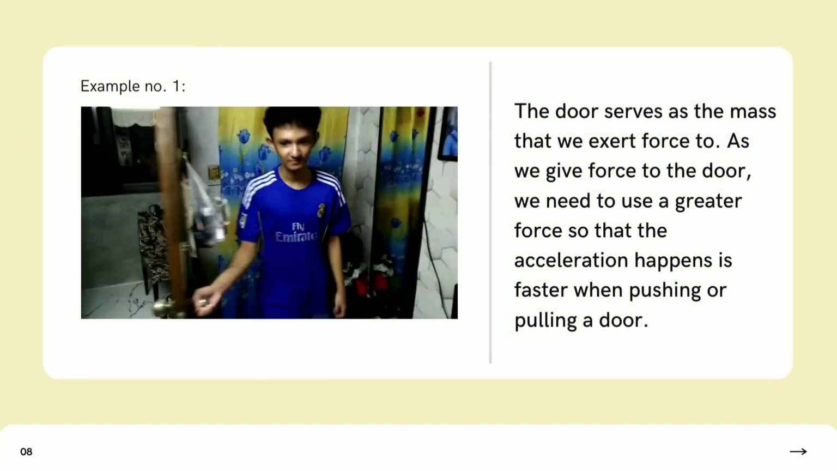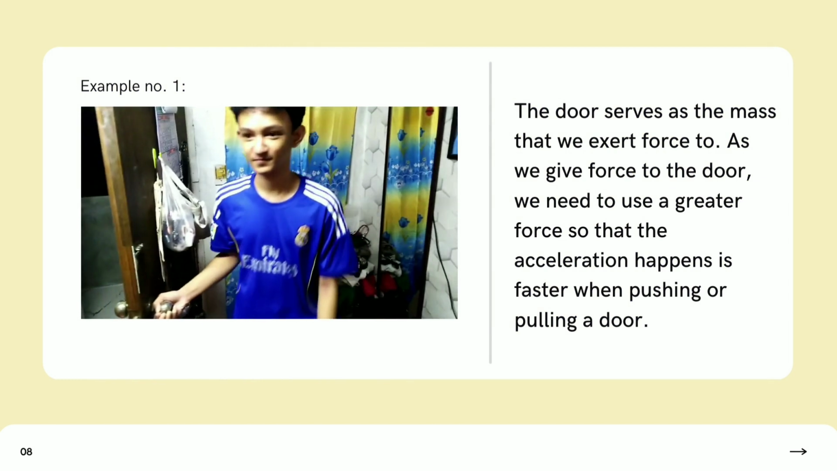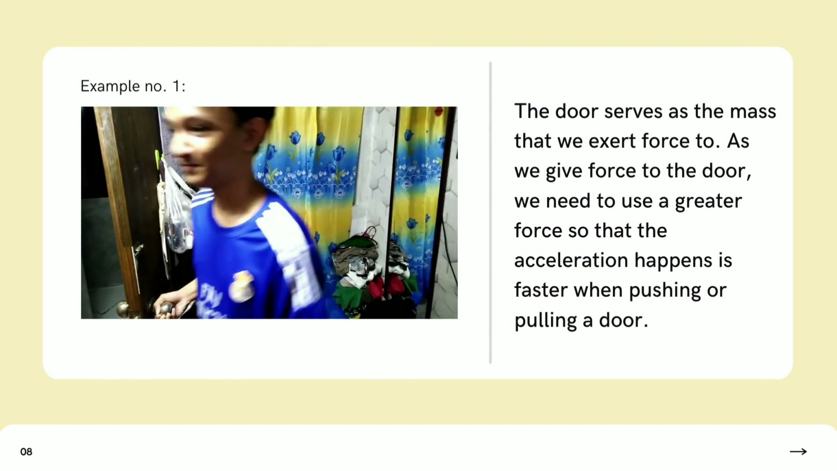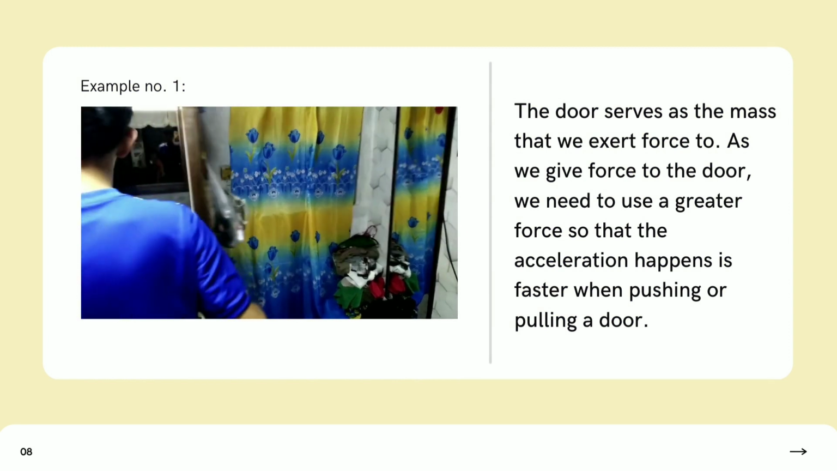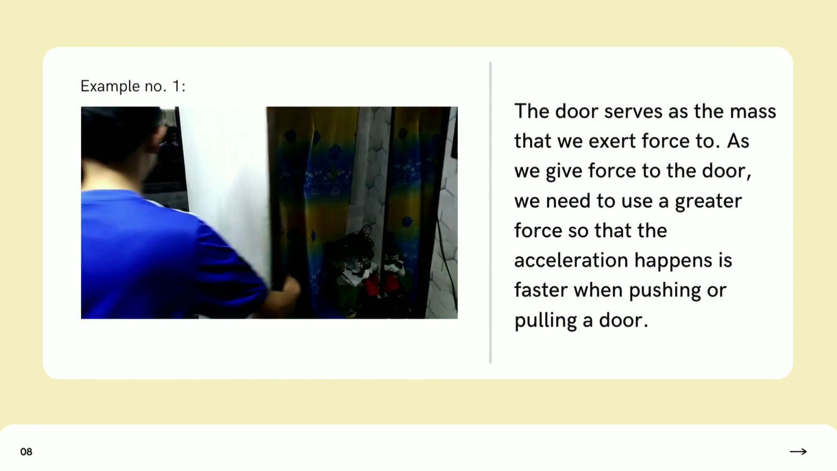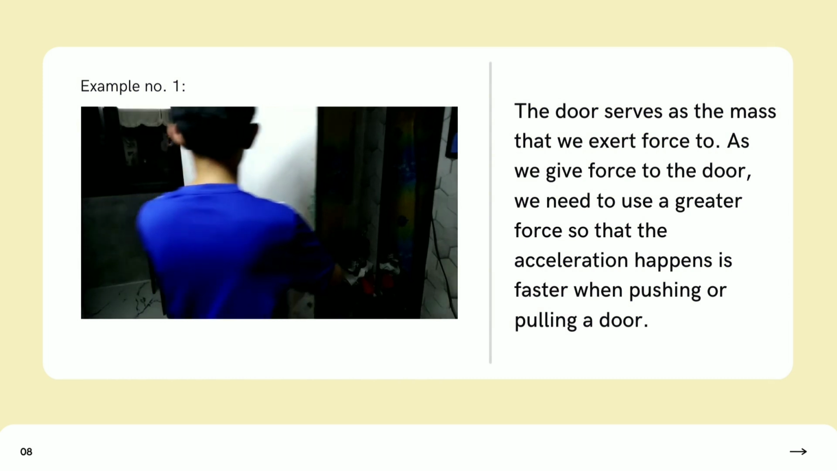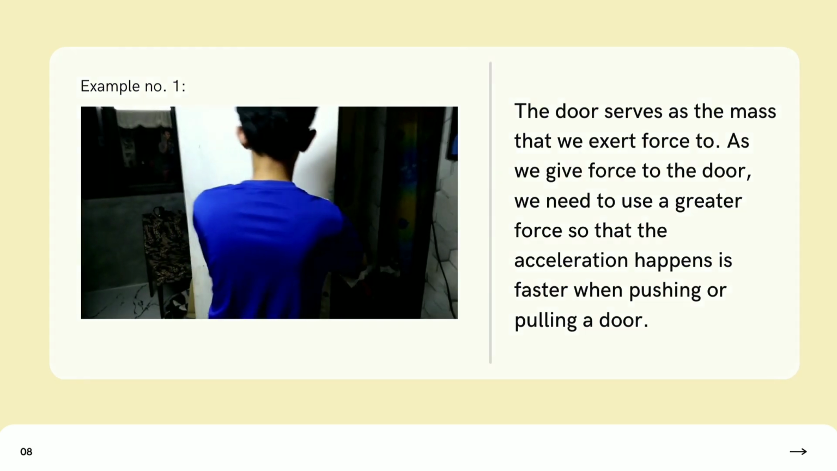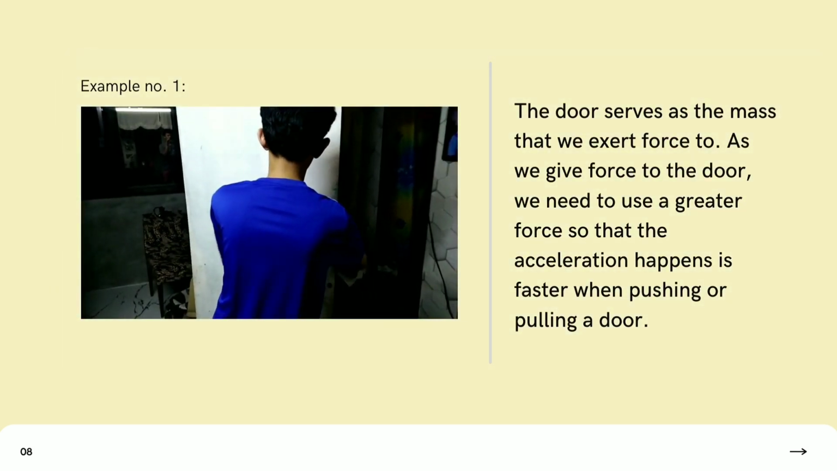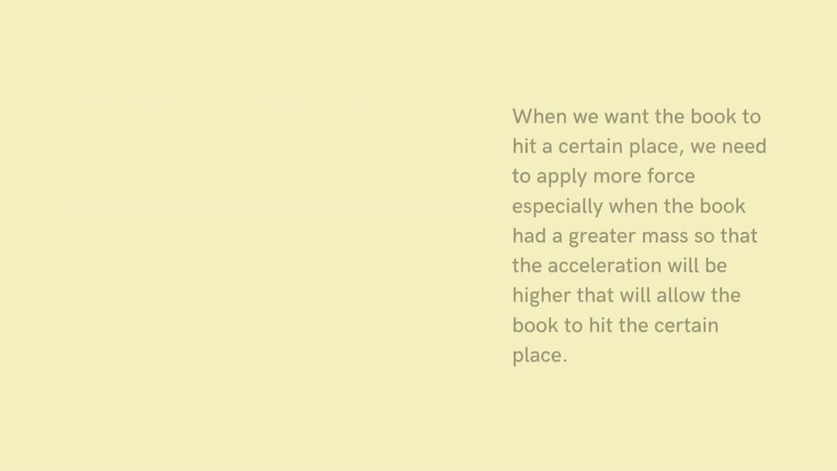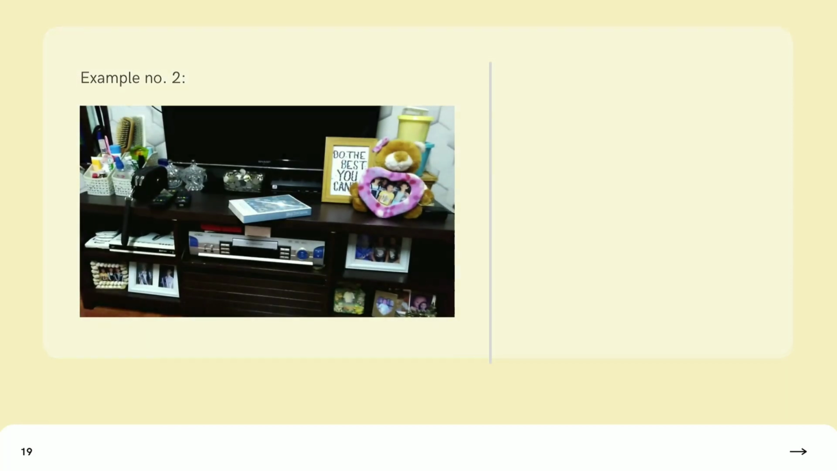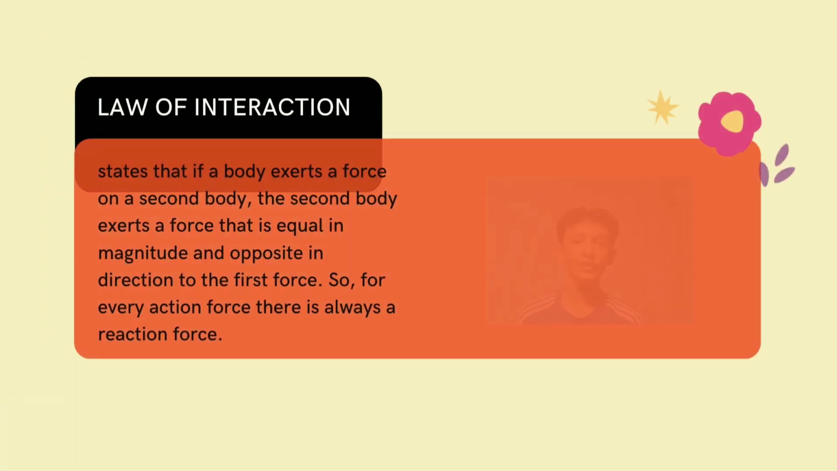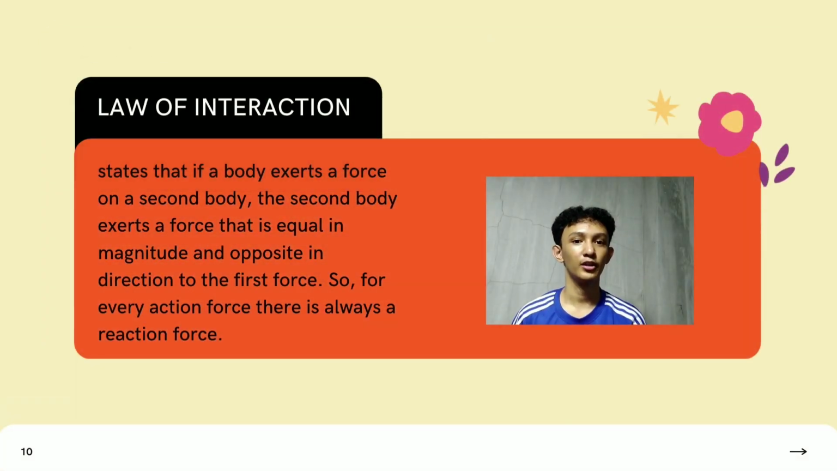The door serves as the mass that we exert force to. As we give force to the door, we need to use a greater force so that the acceleration is faster when pushing or pulling a door. When we want the book to hit at a certain place, we need to apply more force so that the acceleration will be higher. The third law of motion is law of interaction.